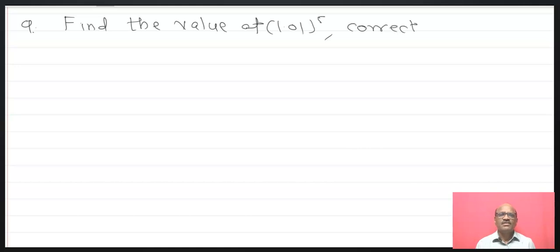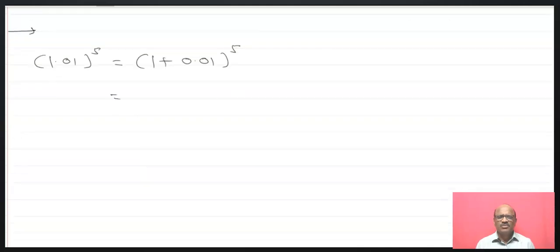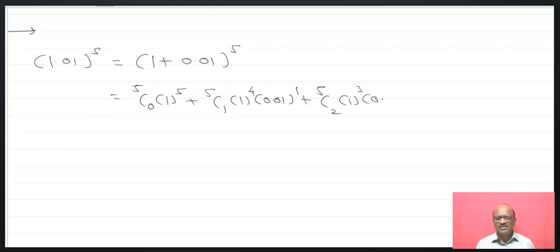Now next is question number 9. Find the value of 1.01 bracket raised to 5 up to 3 decimal places. Now again it can be written as 1 plus 0.01 bracket raised to 5. Same formula. If you solve it a number of times, you can remember their values also.